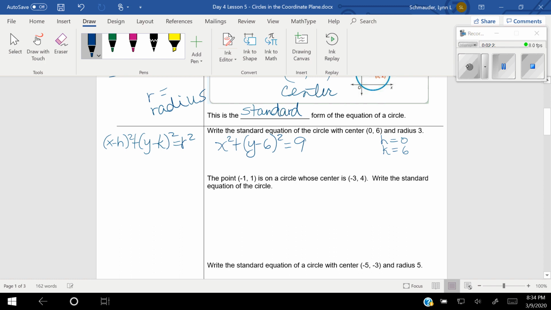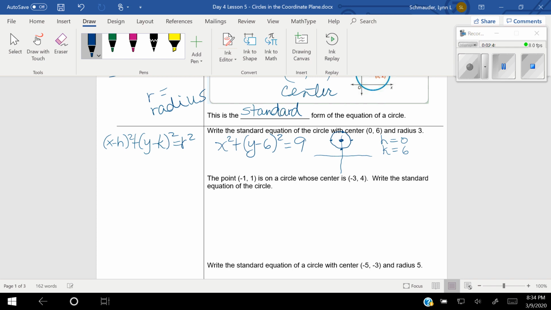Okay, what would that circle look like? Let me draw a little bitty coordinate plane over here. If the center is at (0, 6), that'd be up here somewhere, right? The radius is 3, so I would go out 3 in all directions. So that circle would look something like that.